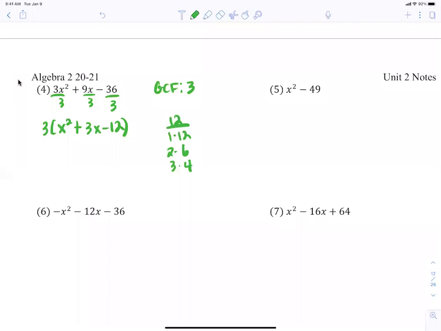Okay, number 4. Now I paused number 4 mid-problem just because when you go through and look at this, you're probably noticing something odd happens. Because obviously this one does have a GCF. So if I divide each of my terms by 3, the 3 goes on the outside and all the leftovers go back on the inside.